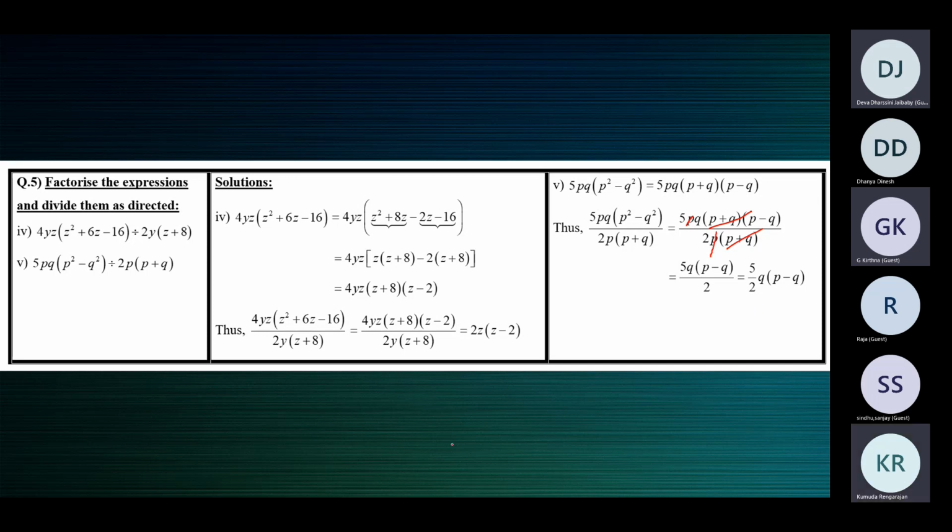Any questions, children? No, ma'am. So here we factorize the numerator by using the formula a square minus b square is equal to a plus b into a minus b. So we write p square minus q square as p plus q into p minus q. That's all.